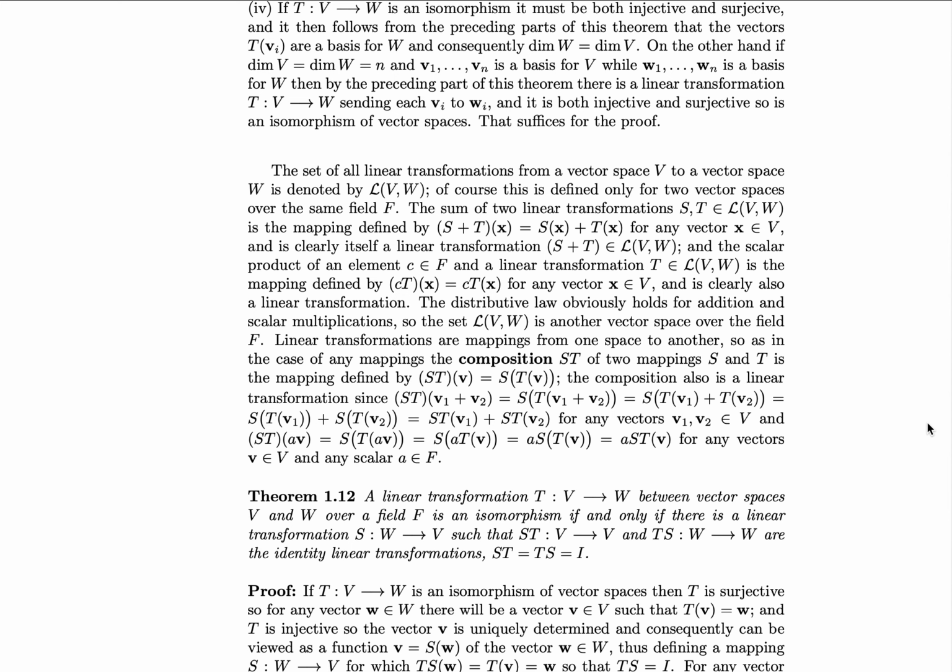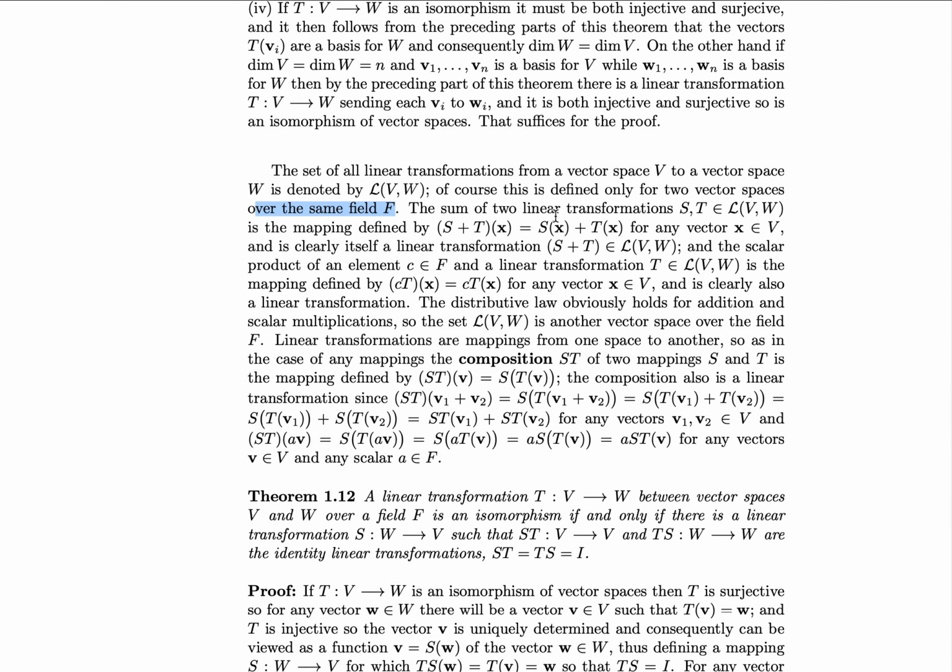Today we'll consider some more about linear transformations and prove a theorem about them. Let's begin. The set of all linear transformations from a vector space V to a vector space W is denoted by L of V comma W. This is of course defined only for two vector spaces over the same field F. Since they're not over the same field, you need to do more work.